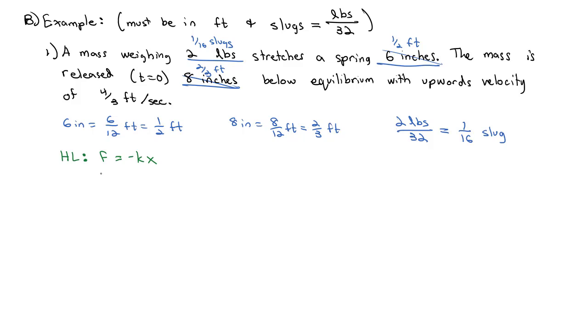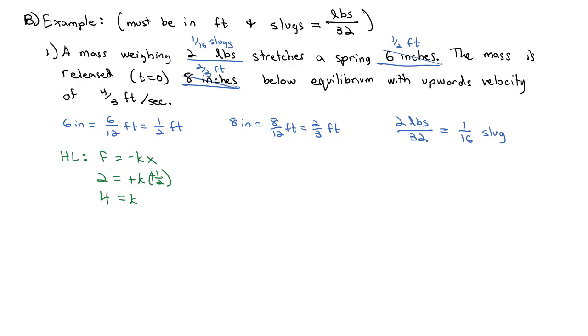Well, the force, that's a weight of 2 pounds, is equal to negative k times, we're going to stretch 1/2 of a foot downward, so negative. Negative times a negative is a positive. Watch your signs. The constant should always be positive. 2 times 2 is 4.